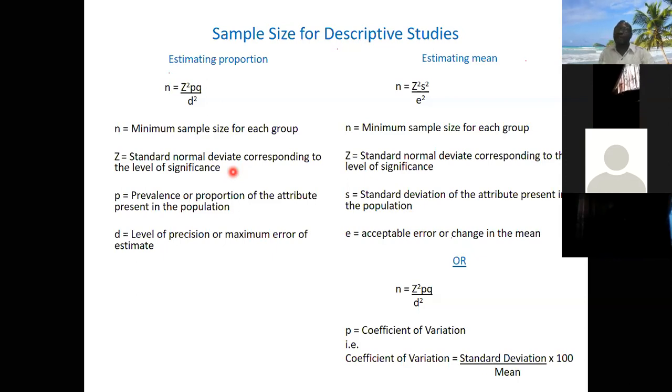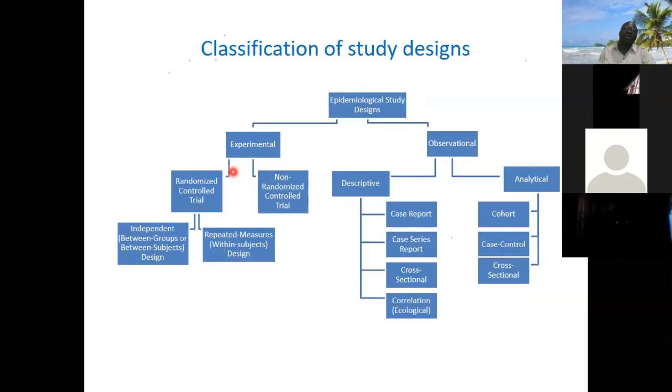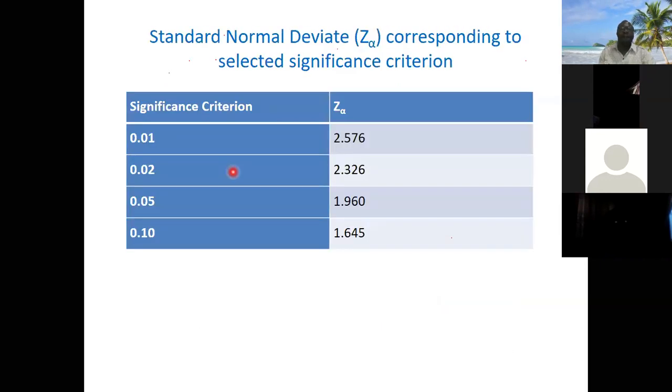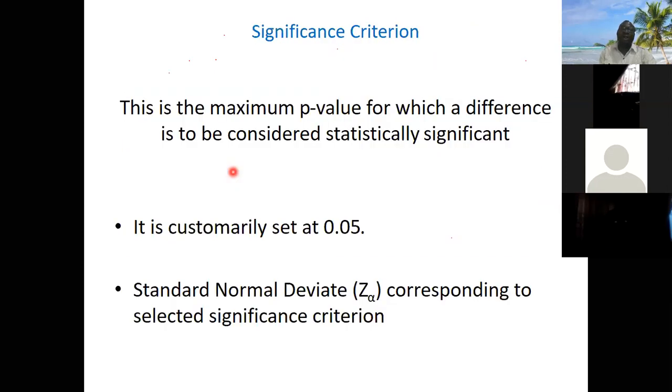So the standard normal is Z, 1.96, if you choose 5% as the level of significance. If your level of significance is 0.01, look at it, it's 2.57, approximately 2.58. That is, if you are choosing a significance level of 0.01, you will choose 2.58 as your Z to calculate. Of course, you see that the Z is in the numerator. So if you increase your numerator, it will jack up the sample size.